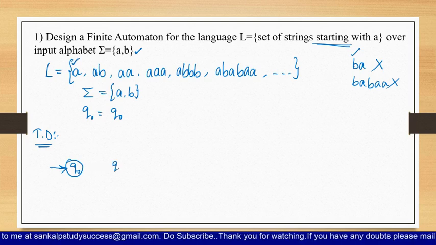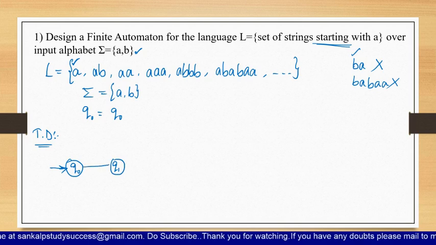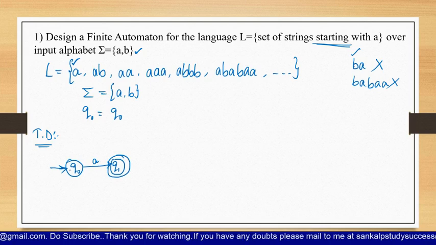From Q0 to Q1, there is a transition by applying an input symbol A. This is a valid string. That means it should reach the final state. So let us make Q1 the final state. By applying A to Q0, it is moving to Q1, which is nothing but a final state. That means this is valid.